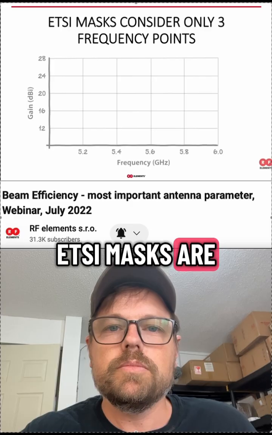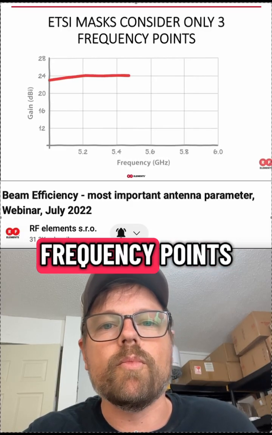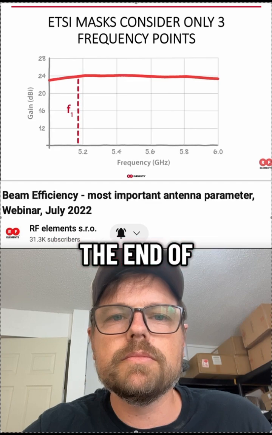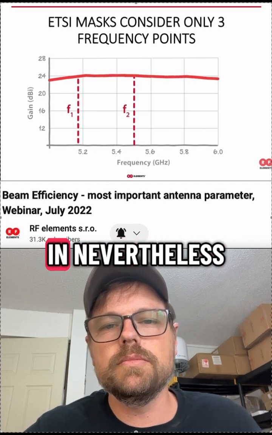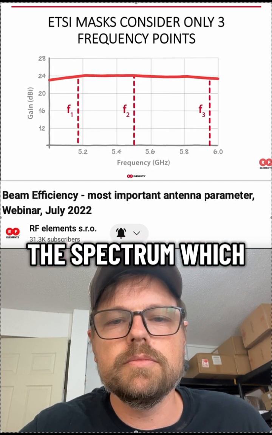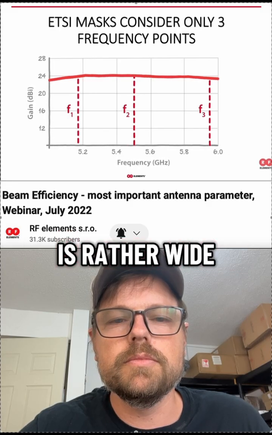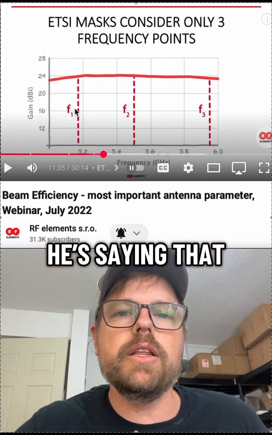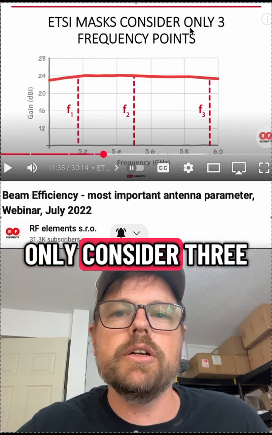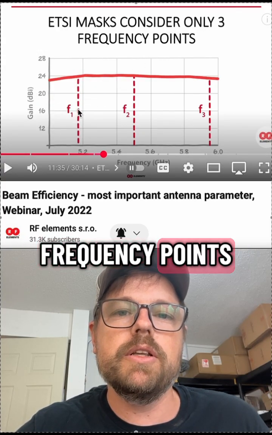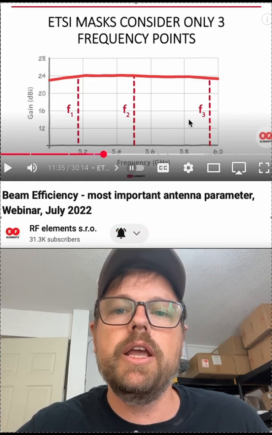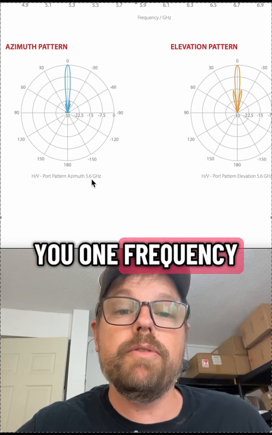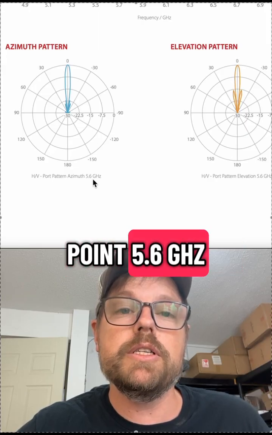ETSI masks are observed at 3 frequency points, so an improvement, the beginning, the middle, and the end of the spectrum an antenna works in. Nevertheless, the rest of the spectrum, which is rather wide in the case of WISP networks, is... He's saying that the ETSI mask only considers 3 frequency points, the beginning, the middle, and the end. RF Elements datasheets only show you 1 frequency point, 5.6.